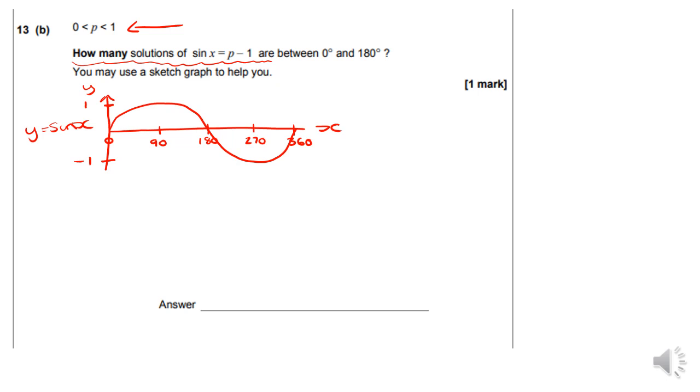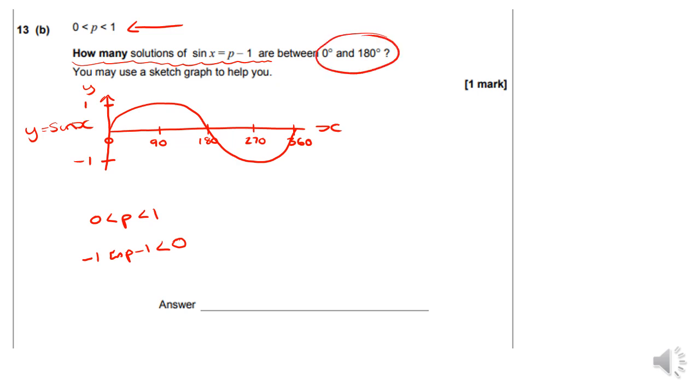Well, if p is between 0 and 1, if you take away 1, it's got to be negative. Let's show it algebraically here. If I take away 1 from that, so if I go p take 1, that means it would have to be between negative 1 and 0. So you're effectively talking about a negative value, and it's only interested in between 0 and 180.